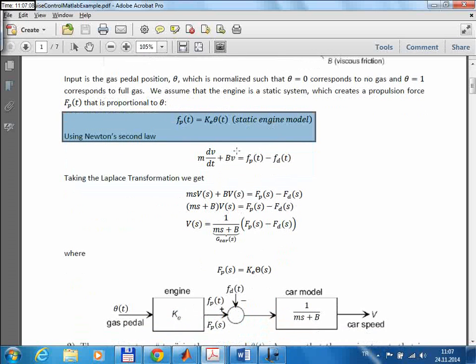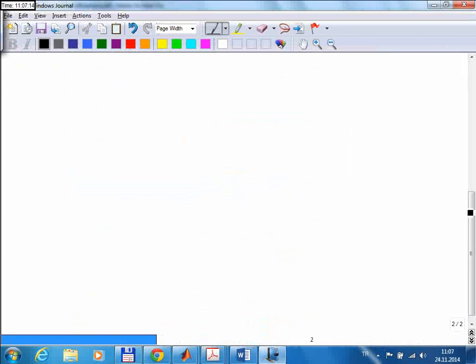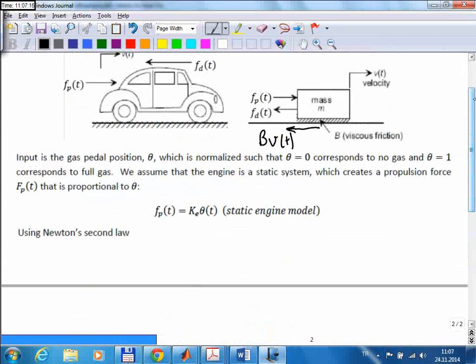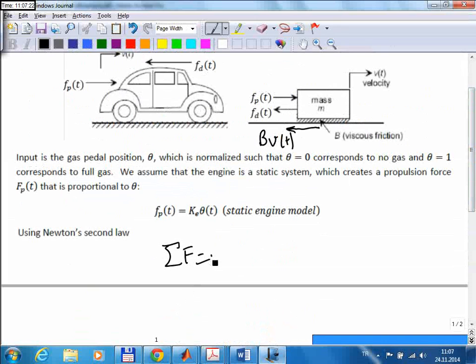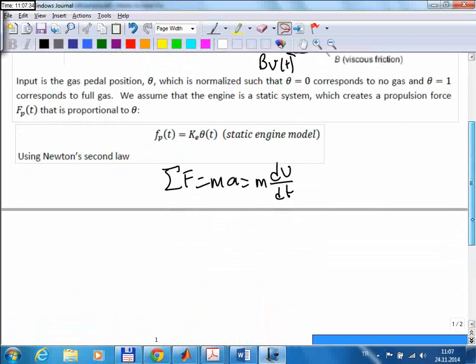Okay, so let's just write the equation for this system, which is this equation right there. In fact, this is the equation, right? Mass times acceleration should be equal to the total force, but I can write acceleration as the first time derivative of the velocity. Since velocity is my output, I use that as a variable in the equation.